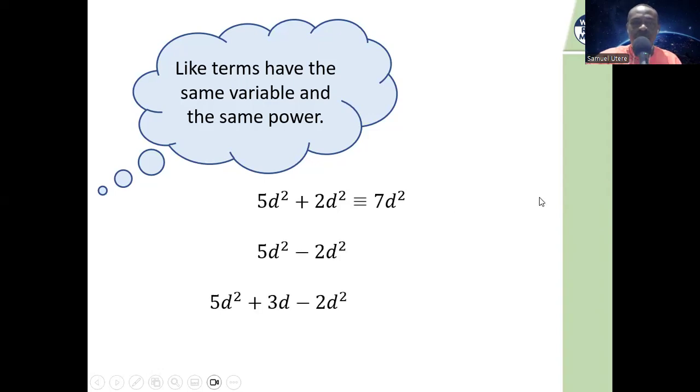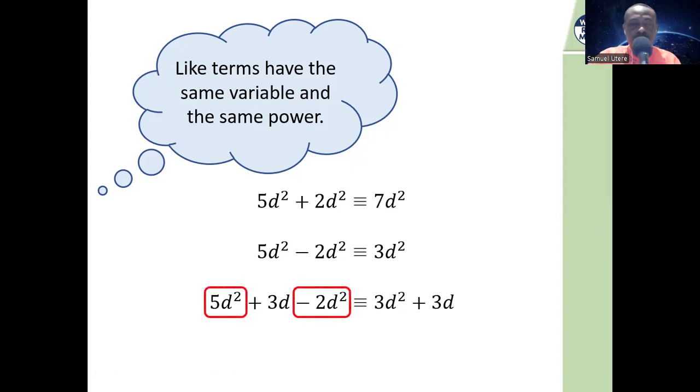What about this? Have a think. What do you think the answers will be? All right. I'm sure you would have thought that these ones are like terms, right? So this is simply 3d squared. But this one, have you spotted that it doesn't have a power 2? So this is not a like term with the 5d squared or the 2d squared. So these are the only two that can go with each other.